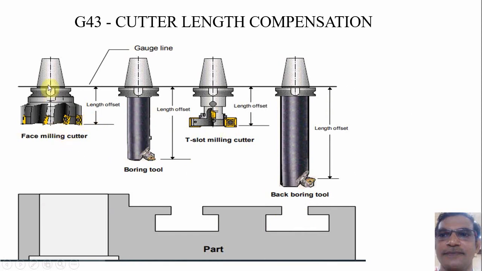The fixed points are common, but the distance between the tool tip and the work surface will be different for each and every tool. To compensate these heights, before starting the machine, we have to enter all the lengths of all the tools in the machine itself. To compensate these heights, we are using G43 code. This is nothing but a cutter length compensation.